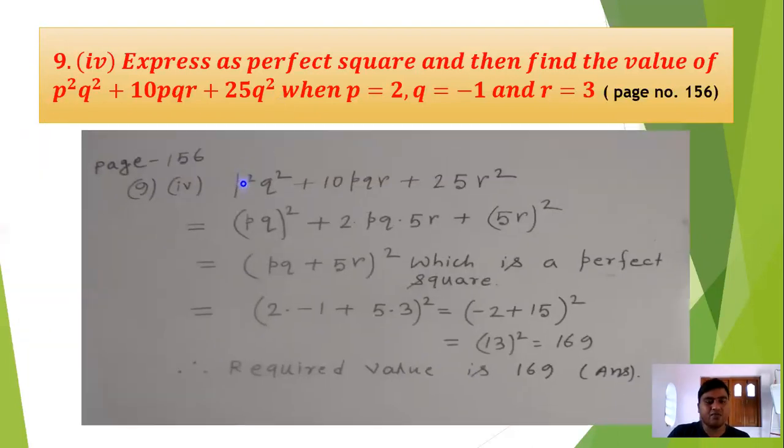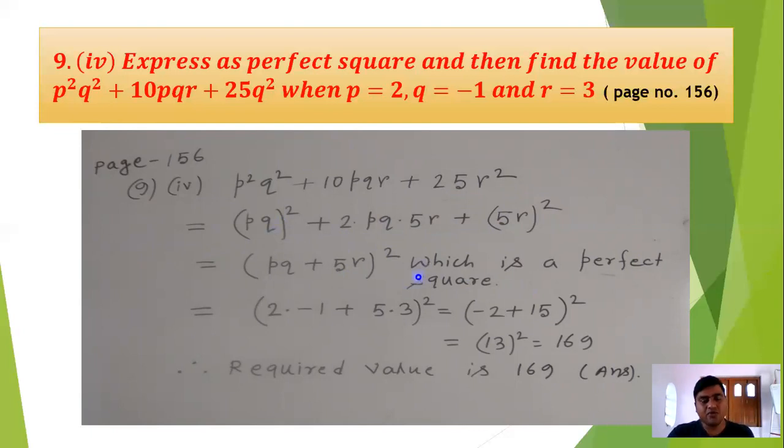So now we start from the given expression p square q square plus 10pqr plus 25r square. This is equal to p square q square, which means (pq) whole square, plus 10pqr. 10pqr is expressed as 2 into pq into 5r. And 25r square is (5r) whole square. So this is a square plus 2ab plus b square, which is (a plus b) whole square. So (pq plus 5r) whole square is a perfect square.